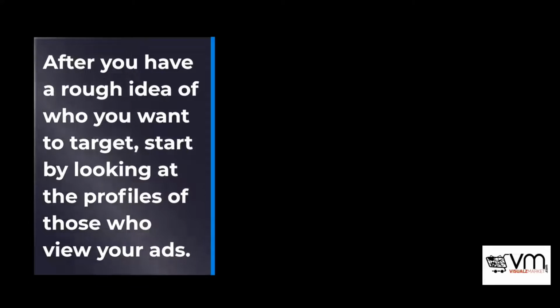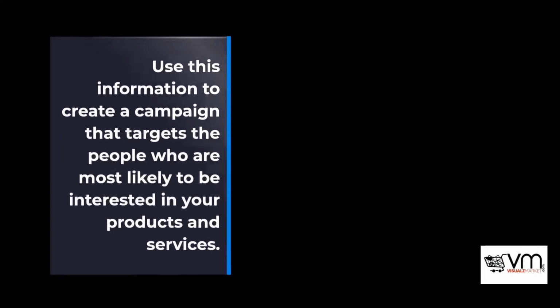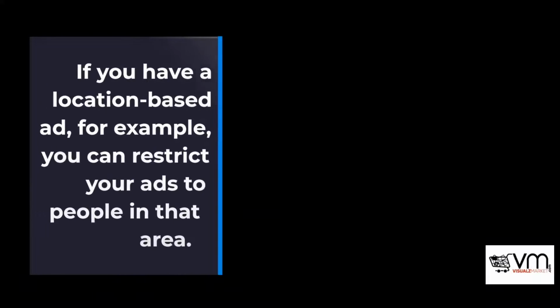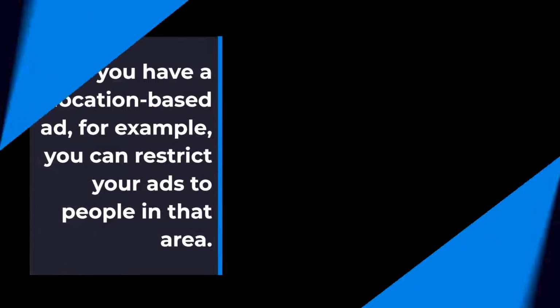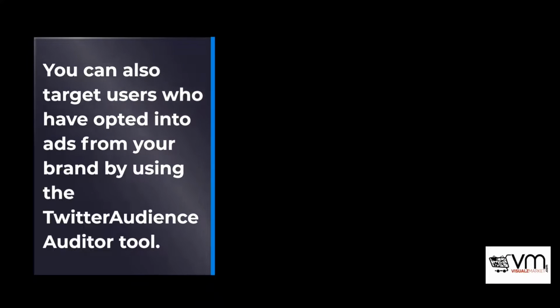After you have a rough idea of who you want to target, start by looking at the profiles of those who view your ads. Use this information to create a campaign that targets the people who are most likely to be interested in your products and services. If you have a location-based ad, for example, you can restrict your ads to people in that area. You can also target users who have opted into ads from your brand by using the Twitter Audience Auditor tool.